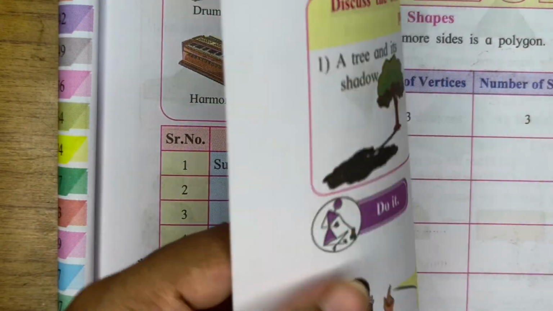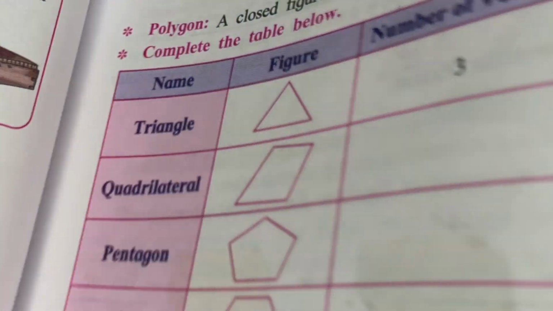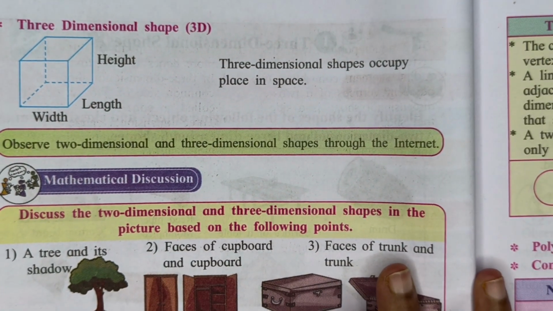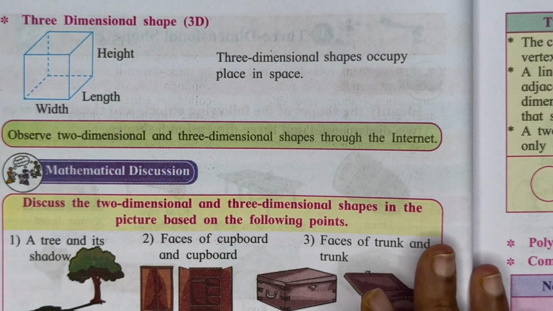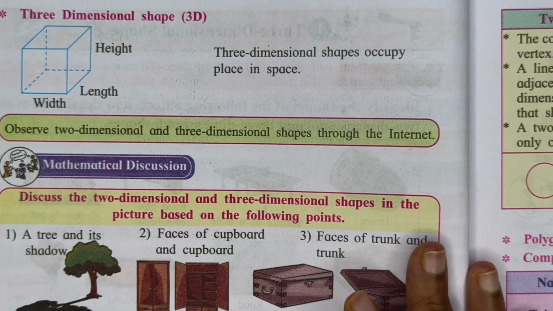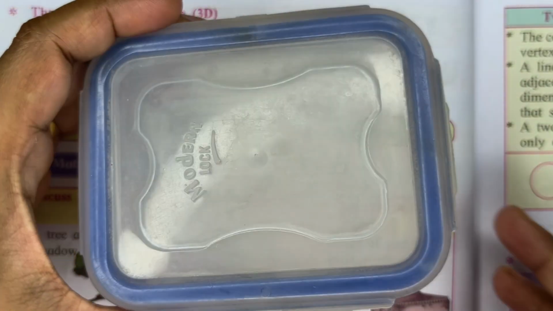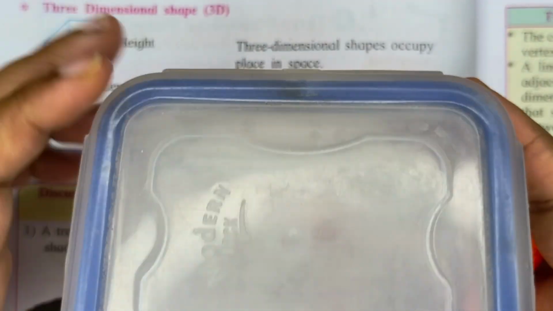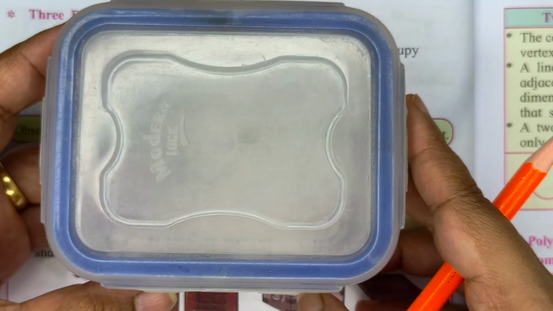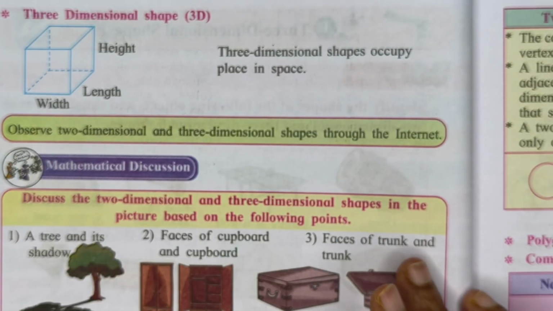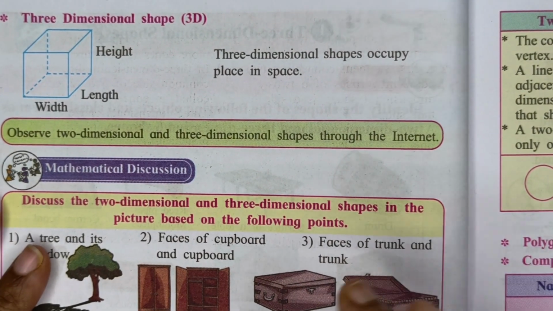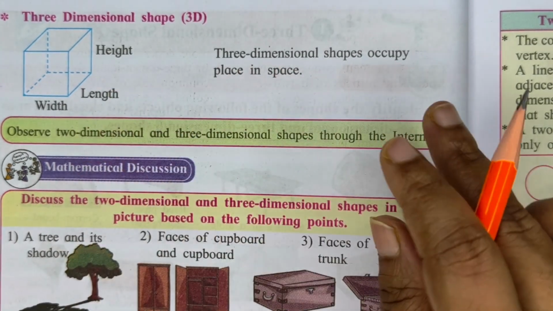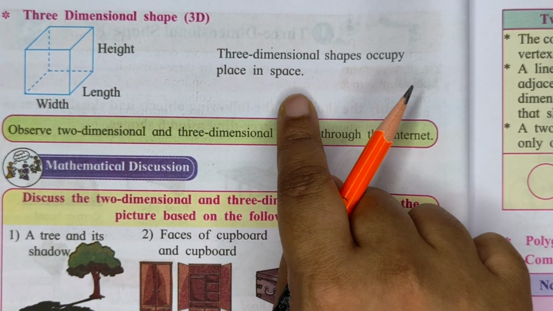3D. Now on the next page we have what is 3D. See here, three-dimensional shapes occupy place in space. Now suppose you see this box, this is occupying space. So that means this box is 3D, three-dimensional. Now see, a three-dimensional shape has length, width and height. It occupies space, that is the most important thing.